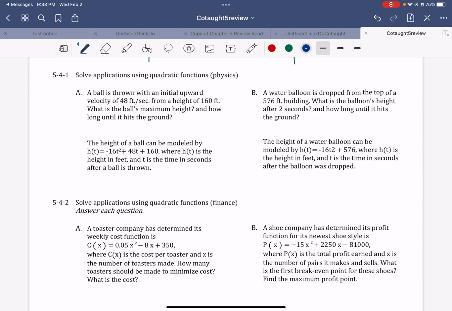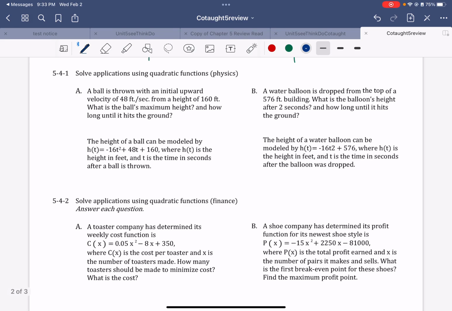A ball is thrown with an initial upward velocity of 48 feet per second from a height of 160 feet. What is the ball's maximum height? So I'm going to underline that. First of all, it's my question, but also I'm going to highlight it because maximum is my keyword.